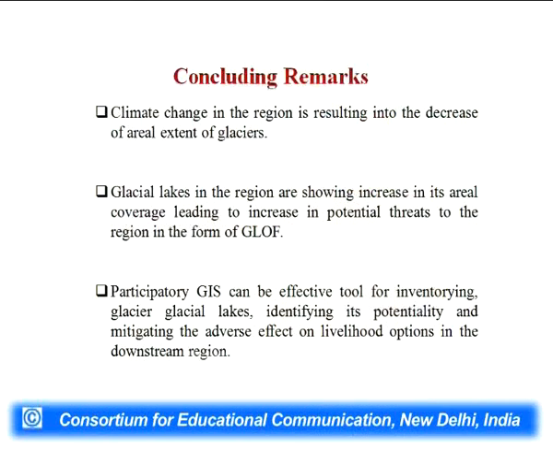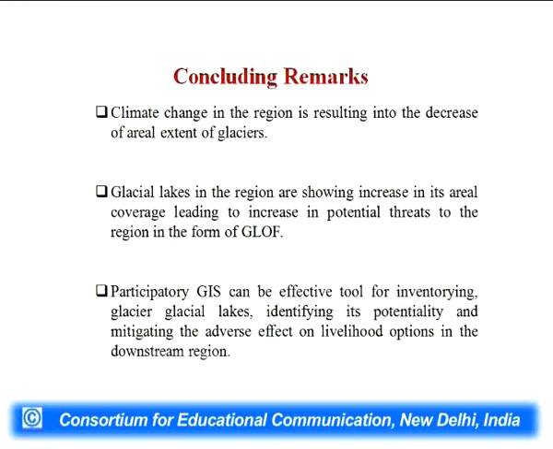examples, and then in concluding we can say that the climate change in the region is resulting in a decrease of the areal extent of the glaciers, and glacier lakes in the region are showing an increase in their areal coverage, leading to an increase in potential threat to the region in the form of GLOF. And participatory GIS, where people, government organizations and civic bodies all participate, can be an effective tool for inventorying glaciers and glacier lakes, identifying their potentiality and mitigating the adverse effect on livelihood options in the downstream region.